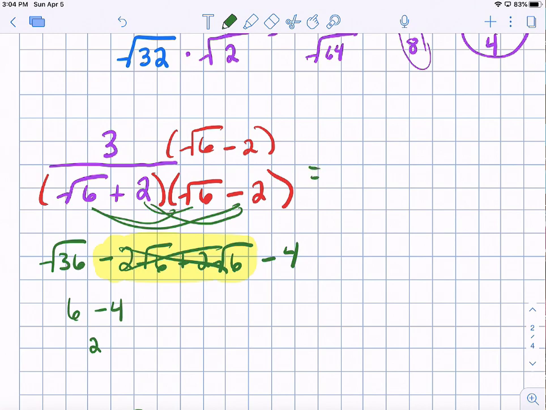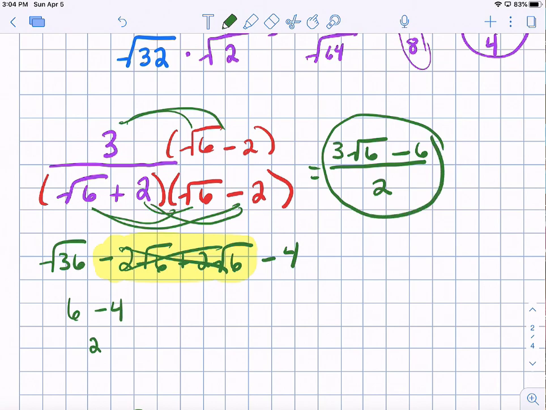Now I can do this on the top as well. I can multiply this out. Okay, so remember 3 times the square root of 6. I can't multiply those together any further than that, so I'll just leave it as 3 times the square root of 6. And then 3 times negative 2 is negative 6. And I have a 2 in my denominator. And I'm done.